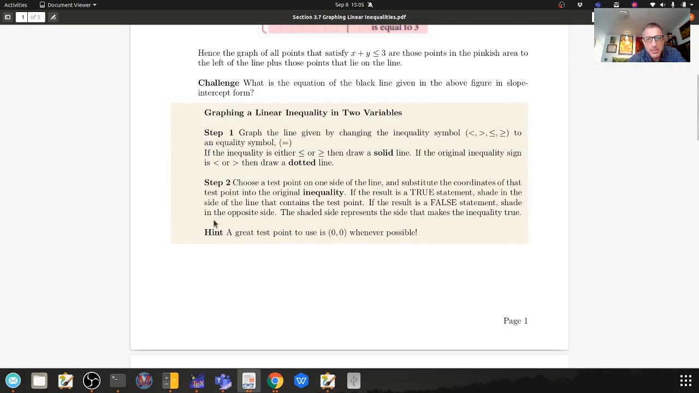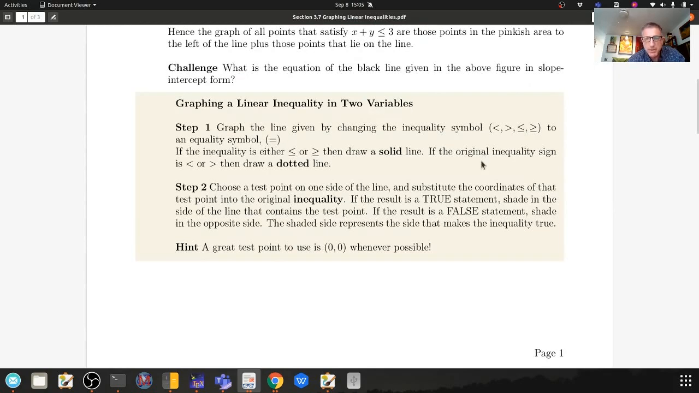So this is a pretty simple process, and here are the basic steps. First, you just graph the line given by changing the inequality symbol. Here are our 4 inequality symbols. Change it to an equality symbol, so you just pretend it's an equality and graph the line. If the inequality is less than or equal, or greater than or equal, in other words it has the equal bar included, then draw a solid line. If the original inequality is less than or greater than, then draw a dotted line, however you want to do it.